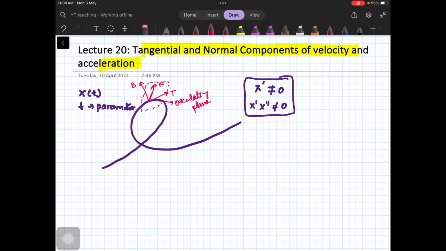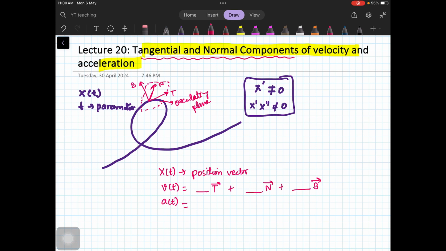Now if x t is the position vector, I would like to know what the velocity and the acceleration are along the t vector, n vector and b vector. So I want to know the tangential, normal and binormal components. We'll see that there is no binormal component, which is why the title says tangential and normal components only.